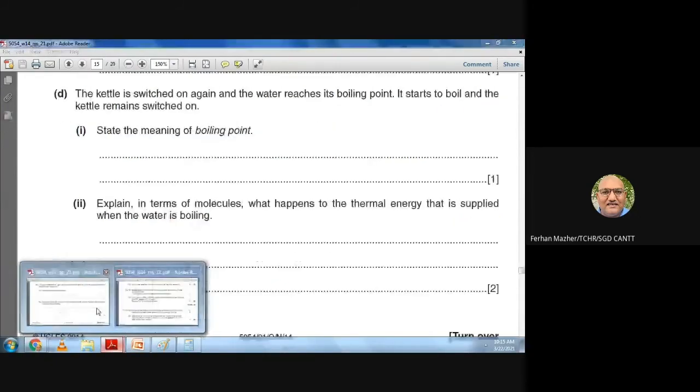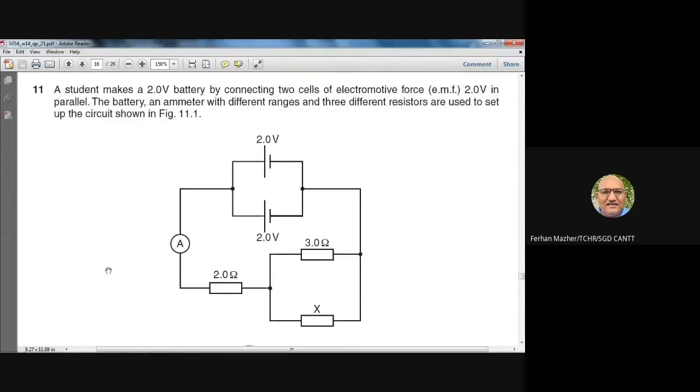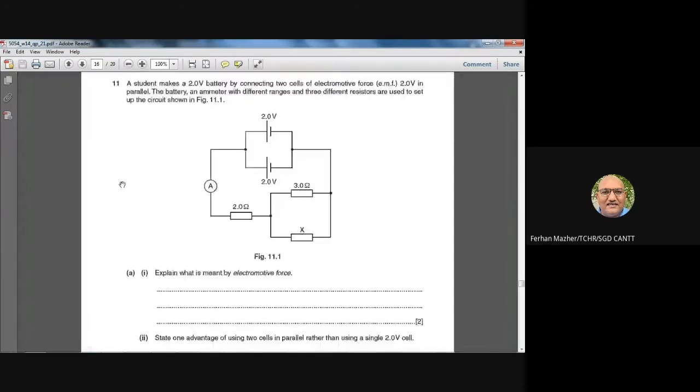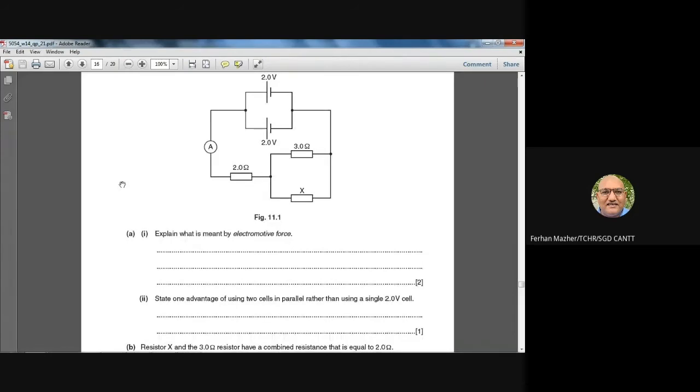So we are moving to the next question, question number 11, showing on your screen. A student makes a 2-volt battery by connecting 2 cells of electromotive force, or EMF, 2 volt in parallel. The battery and ammeter with different ranges and 3 different resistors are used to set up the circuit shown in figure 11.1. You can see that here we have 2 cells which are parallel to each other. When the cells are connected in parallel, their EMF do not add up; the EMF will remain 2 volt. The first question: explain what is meant by electromotive force.